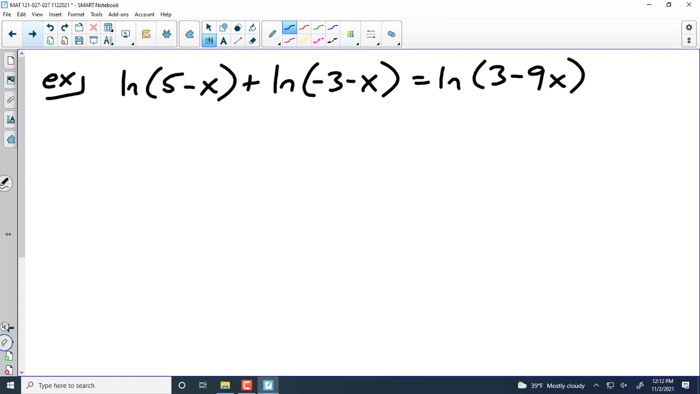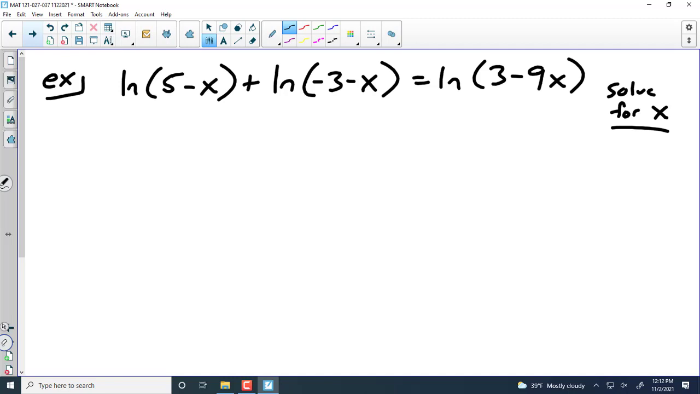Well, that looks awful. I'm supposed to solve that for x. What should I do? At some point in this problem, will I be able to remove the logarithms? Yes, I will be able to remove the logarithms. What must I do before I remove the logarithms? What do I need to do?